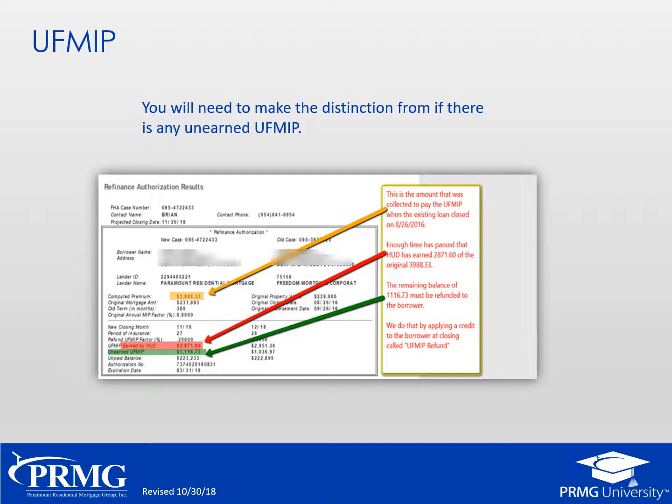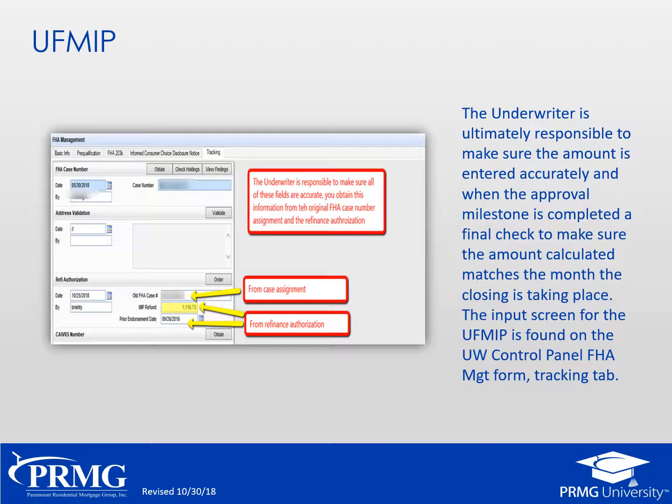Next, we need to make the distinction from the below if there is any unearned UFMIP, meaning part of the UFMIP that HUD must refund to the borrower since HUD hasn't earned all of it. Now that we've determined that the borrower is entitled to a refund of part of the original UFMIP, we must make sure it's properly entered into FT360.